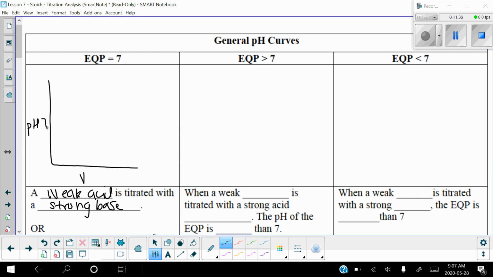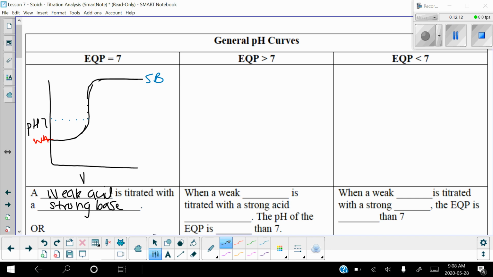Okay, so there's our 7. Weak acid means it'll have a pretty high pH, so I'll go there. And strong, it's going to be very high. Okay, so let's label that. That's my weak acid and my strong base. Okay, and then there is my inflection point. It's very roughly drawn, guys. It's very hard to do on this thing.